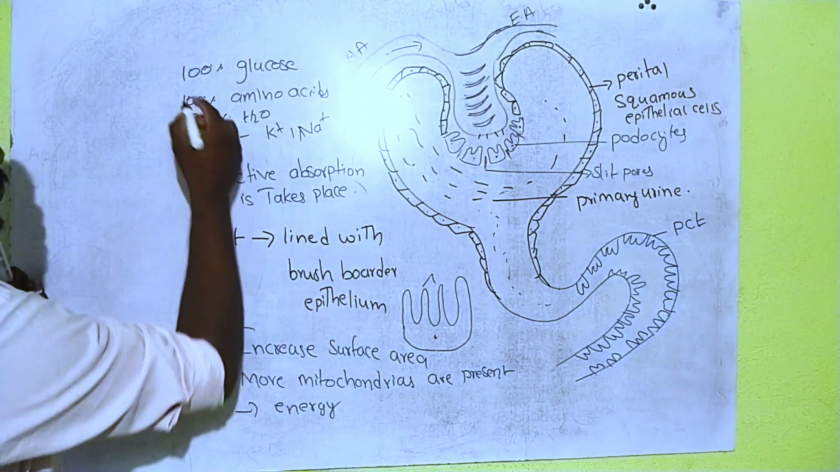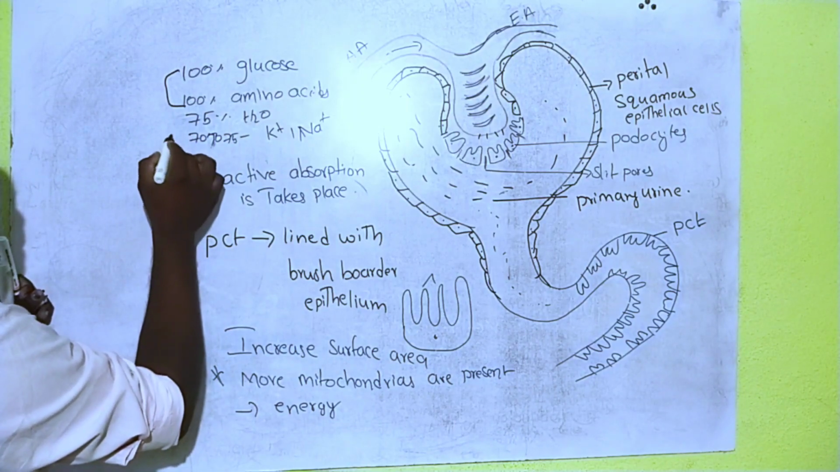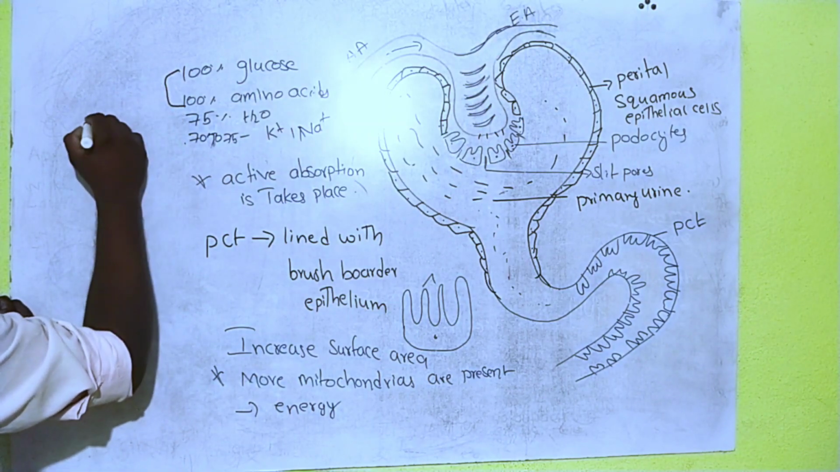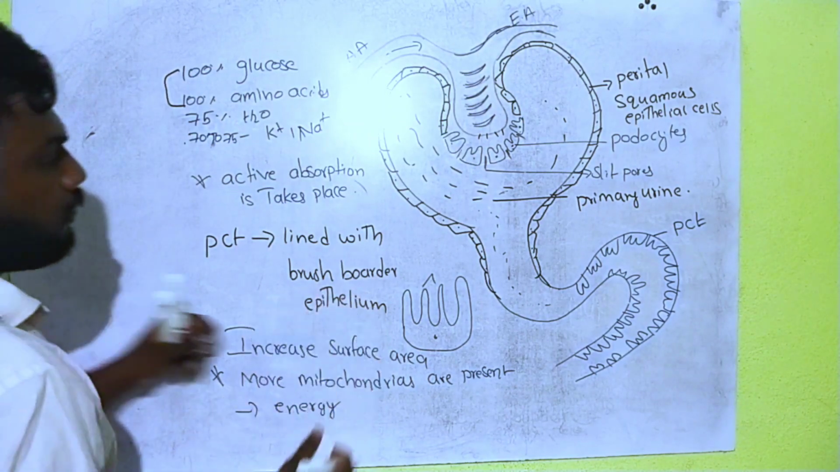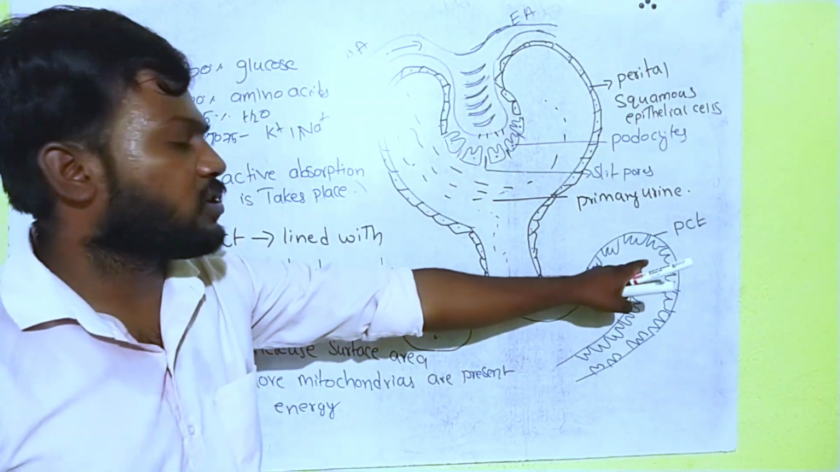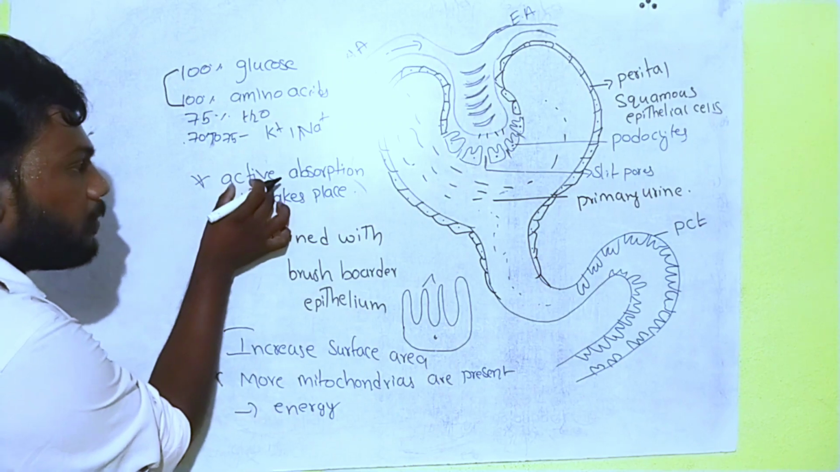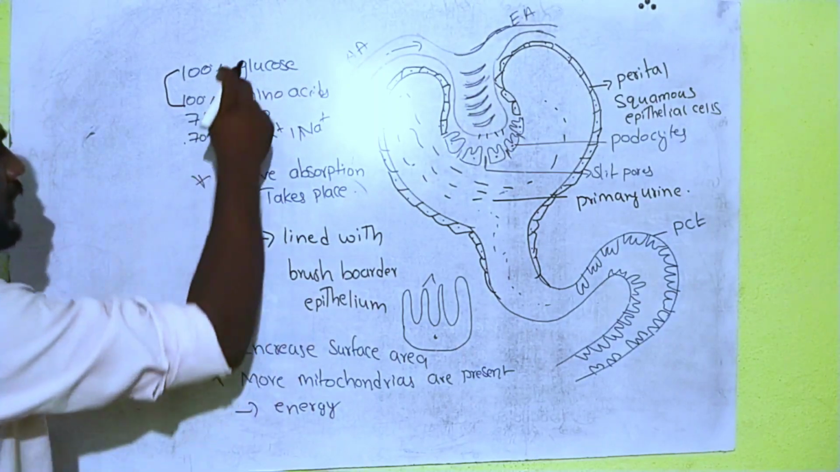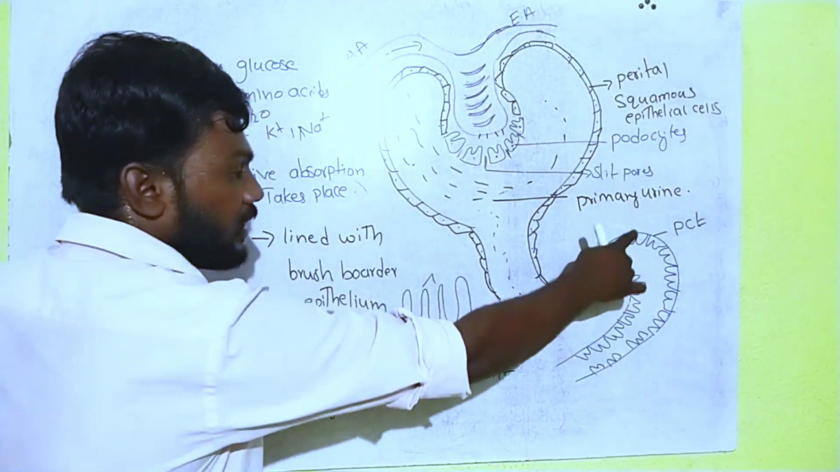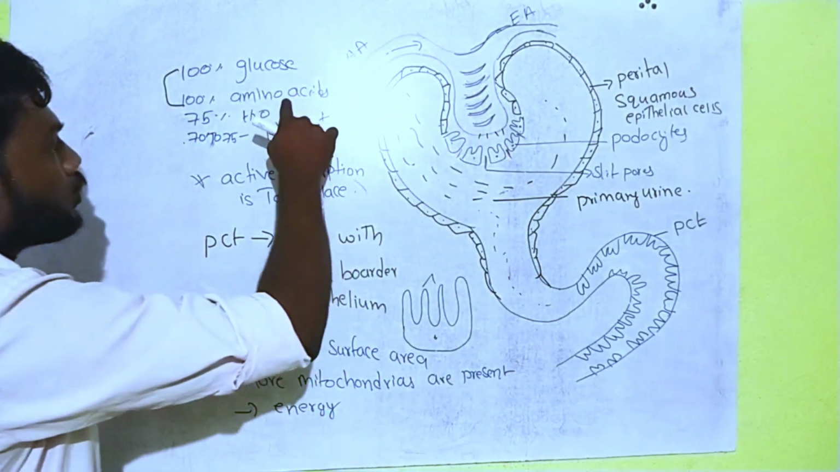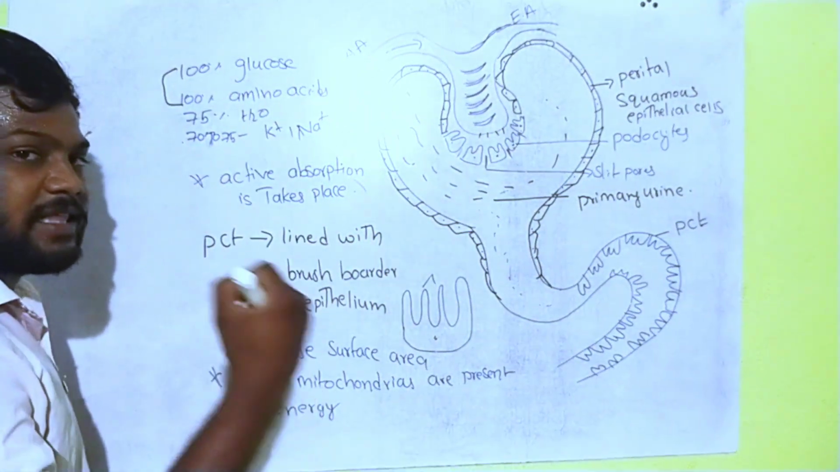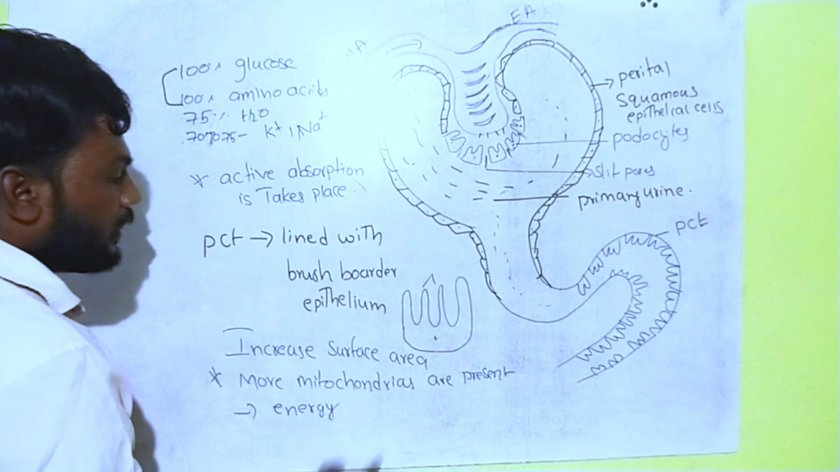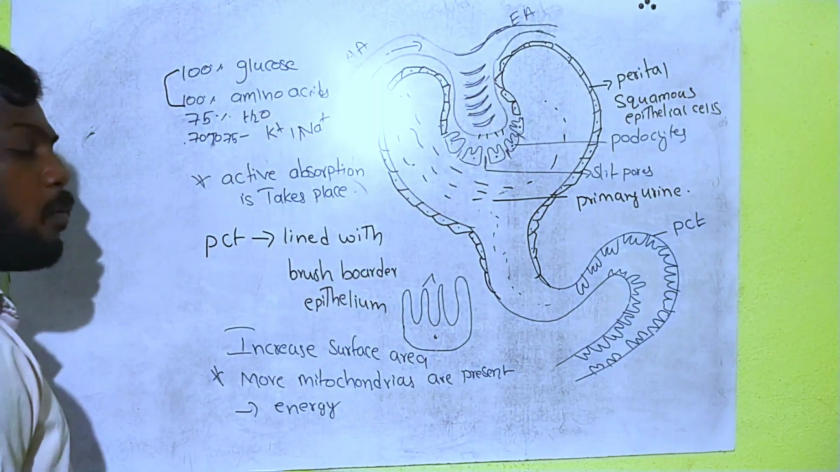Observe very carefully. Glucose, amino acids, sodium and potassium are absorbed with the help of energy. Without energy, glucose and amino acids are not absorbed. So active absorption means absorbing glucose and amino acids with the required energy. For the absorption of glucose and amino acids in the PCT region, we require energy. This energy is given by the mitochondria. That's why the brush border epithelium cell has more mitochondria.